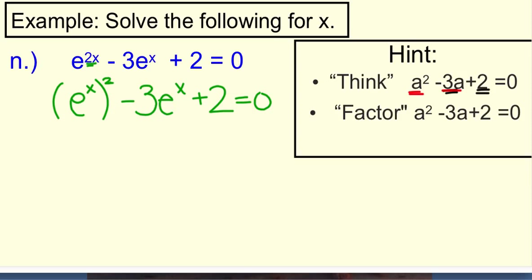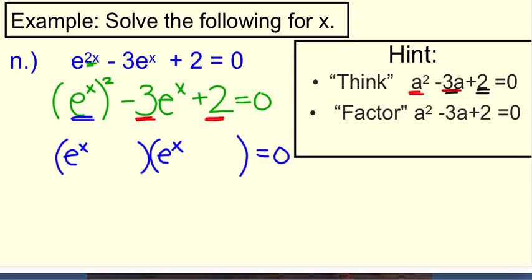I can factor it as a trinomial. So I can use my chart method. So I'm going to split up my e to the x squared as e to the x and e to the x. And then I say, what are the factors of 2 that add to negative 3? Well, that is negative 2 and negative 1.